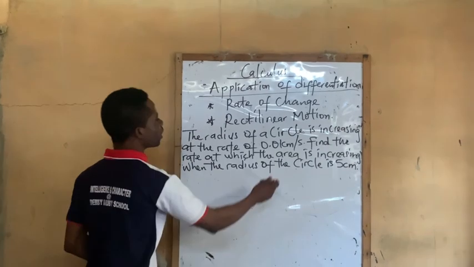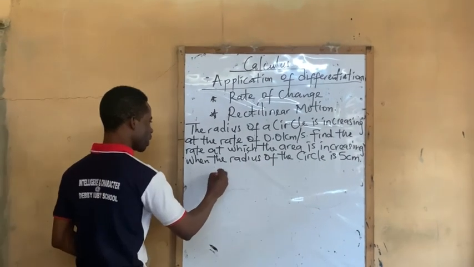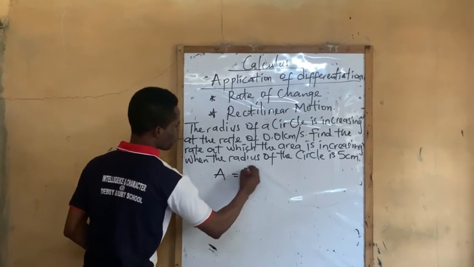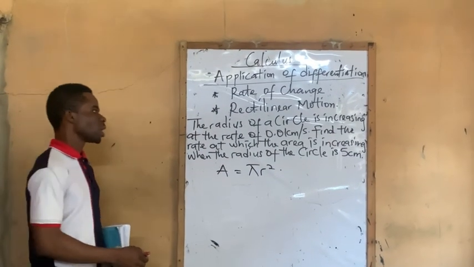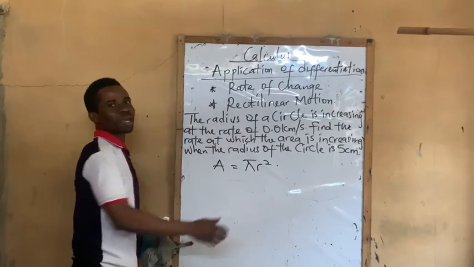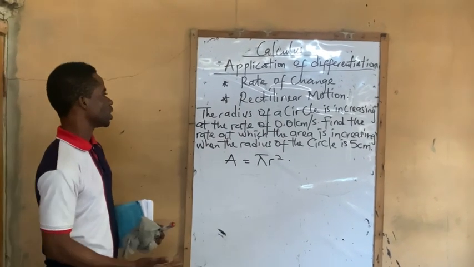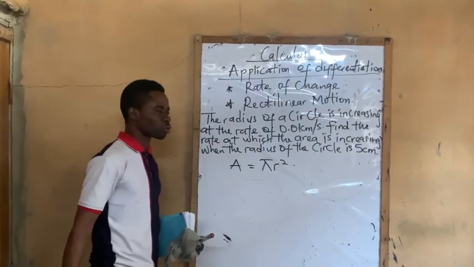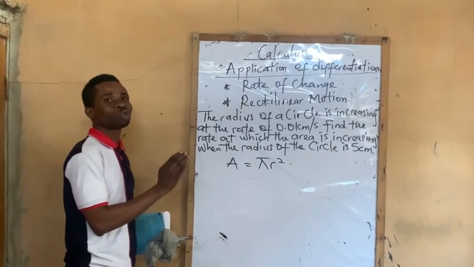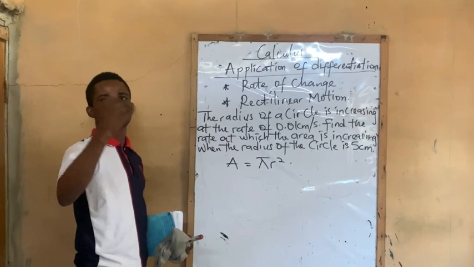The first thing that we do is write the formula out. Area of a circle is pi r squared. You need the formula. That is the first thing you do. Now, if you look at everything again, you will discover that they talk about the seconds, centimeter per second. That means there is time. So everything we are going to be talking about is from area to time.